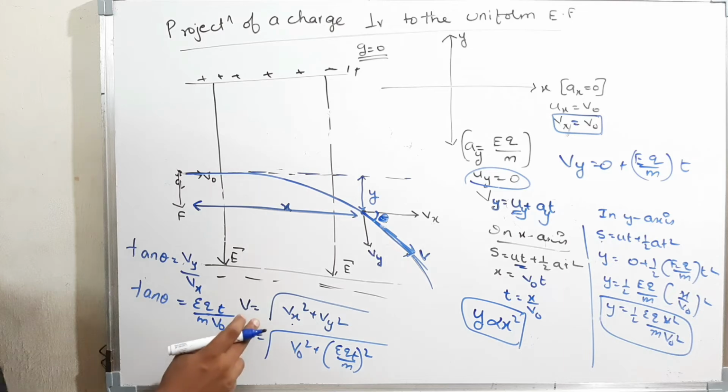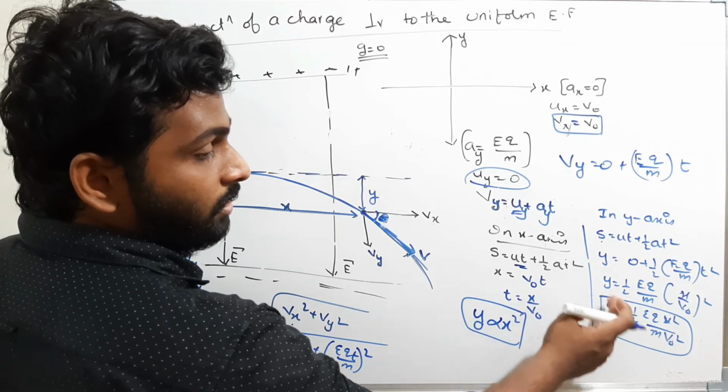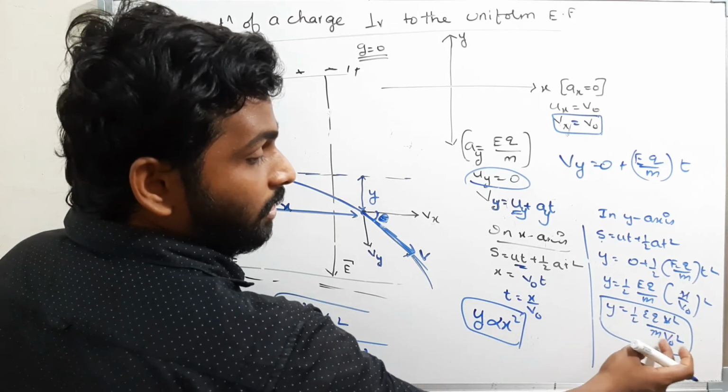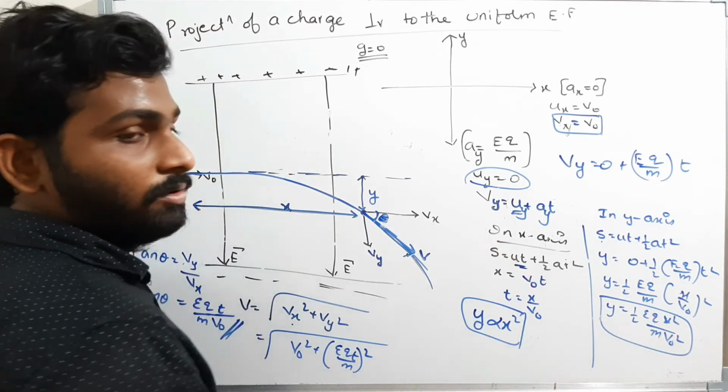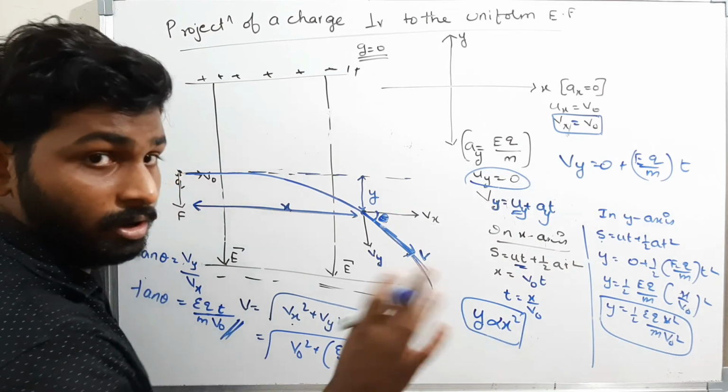Okay, now I got the velocity, tan theta, the angle made. The displacement along the x-axis is x equals V0 into t, and y is half eq x square by m V0 square. Everything I got the path of the body, that is y proportional to x square, a parabola path.